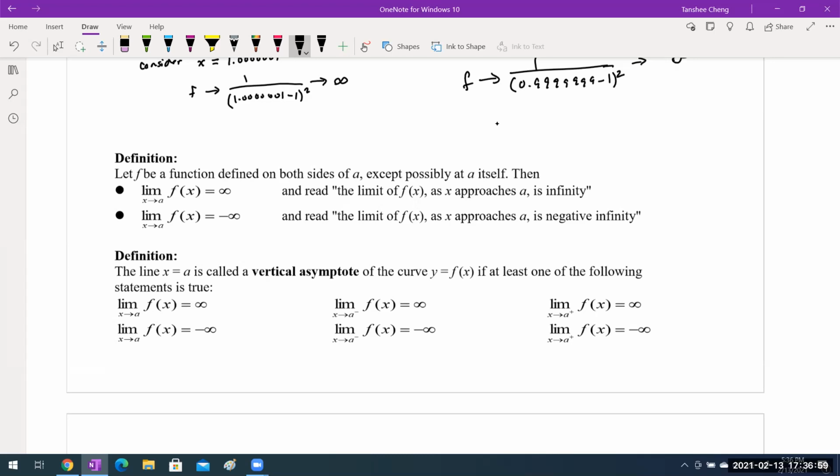If the limit as x approaches a number a of the function is either positive infinity or negative infinity, whether it's approaching from the left-hand side or right-hand side, then right away we know that there will be a vertical asymptote at x equal to a for this particular function. So that's how we can define it, using the calculus idea for the vertical asymptotes that we talk about in algebra.